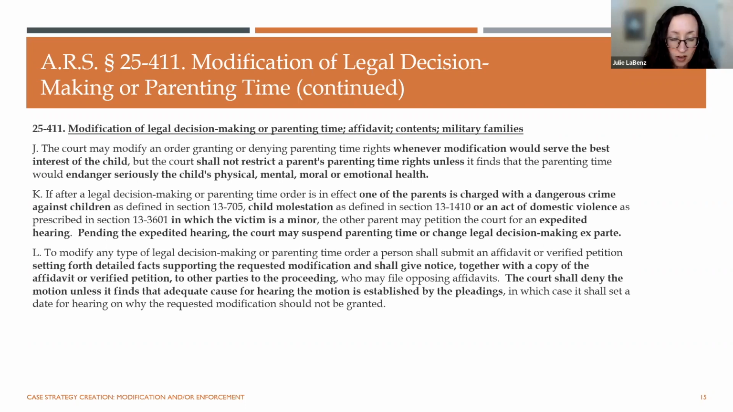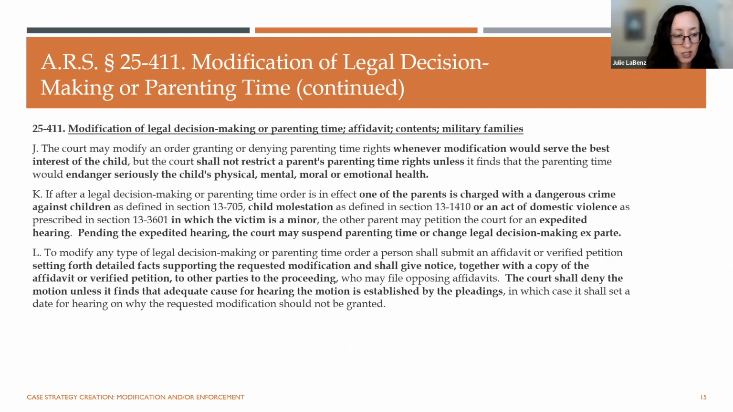In order to modify legal decision-making or parenting time, you'll need to submit an affidavit or verified petition setting forth detailed facts supporting the requested modification. So that's going to be showing the substantial and continuing change in circumstances, exactly what you're looking to modify, and what you want to change it to, together with a copy to the other parties. The court will look at this initial filing, and based on your allegations, the court will either say, okay, this is going to continue forward and I'm going to set a hearing, or the court is just going to deny the petition.